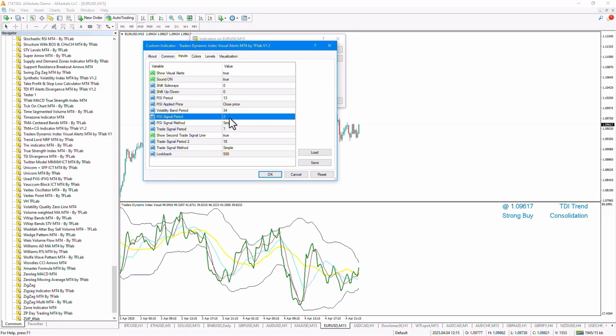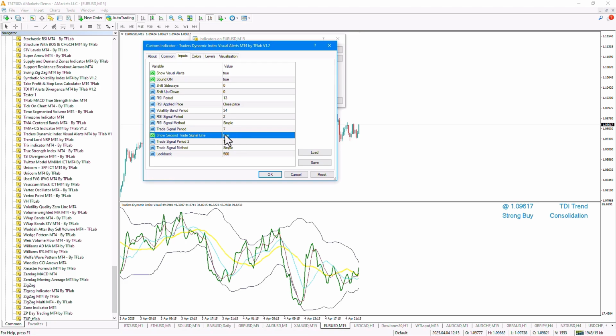In the next section, the RSI signal is placed, where we can set the fast signal period in this section. In the next section, you can determine the RSI signal method, which includes 4 modes: simple, exponential, smooth, and linear weighted. Here, you can smooth the RSI signal using the moving average and utilize it. In the next section, you can also set the trade signal period or the second signal line, which is set to 7 by default.